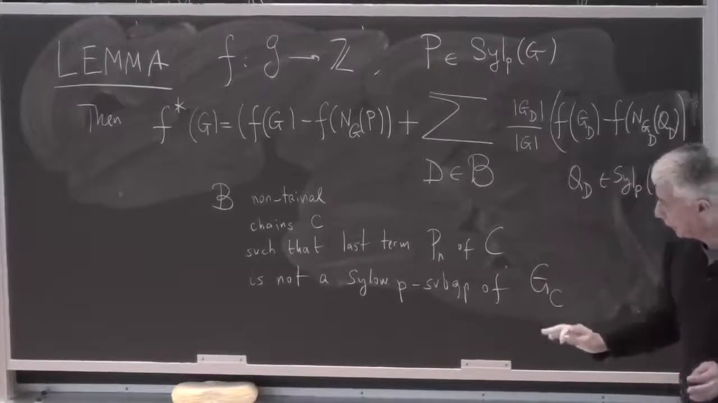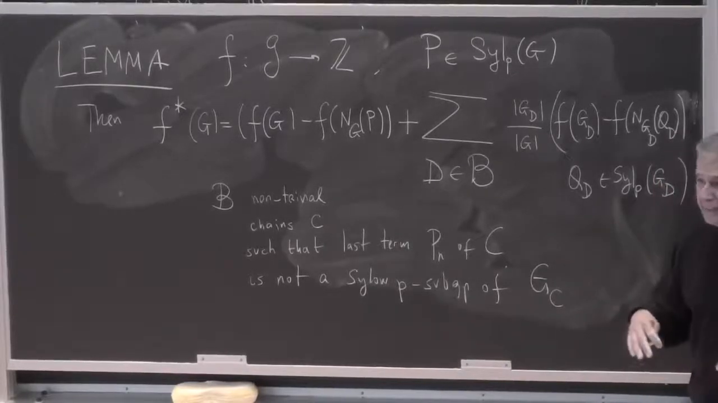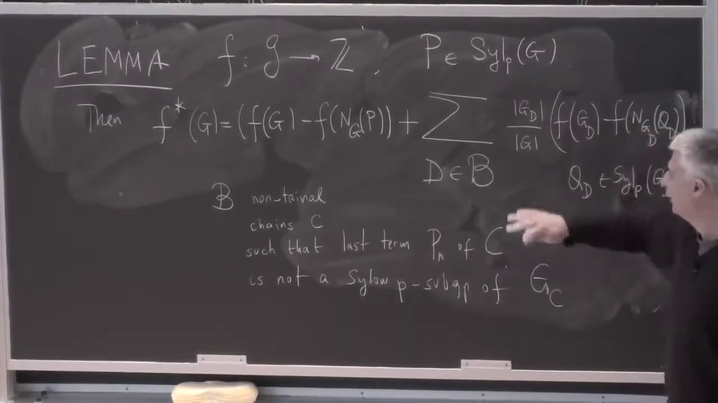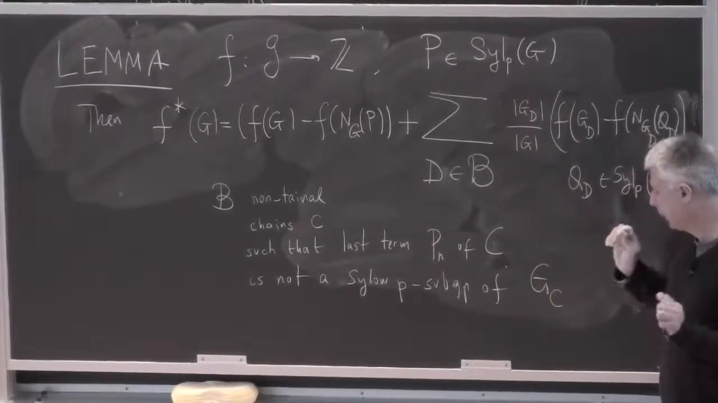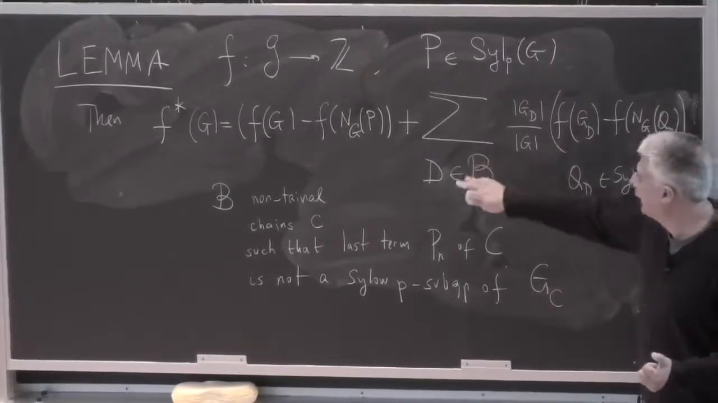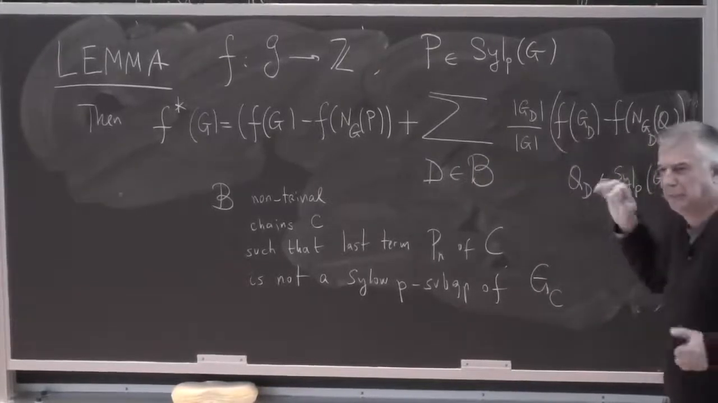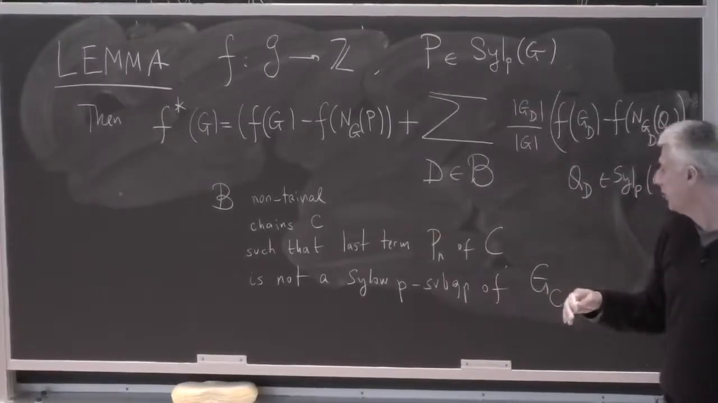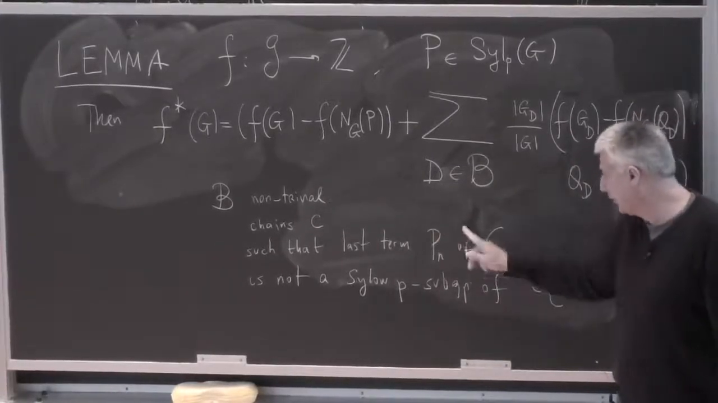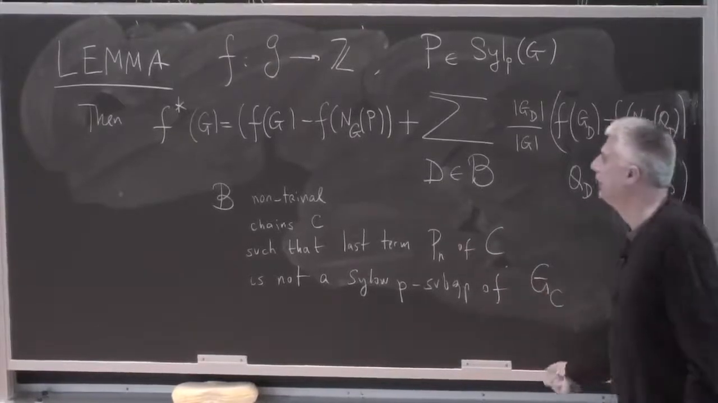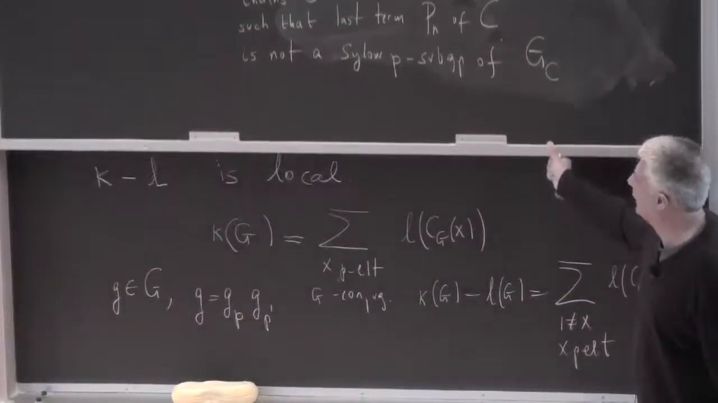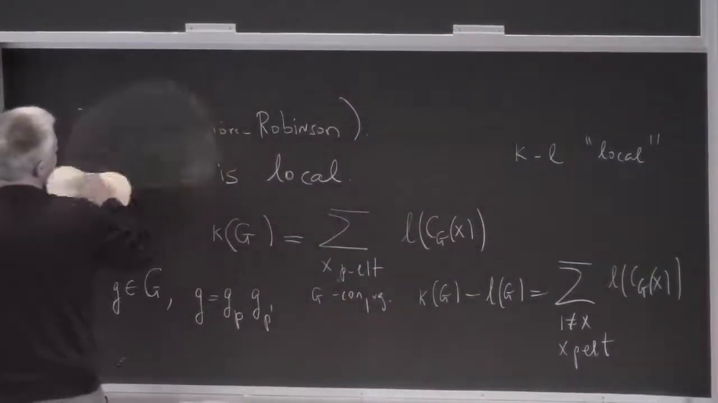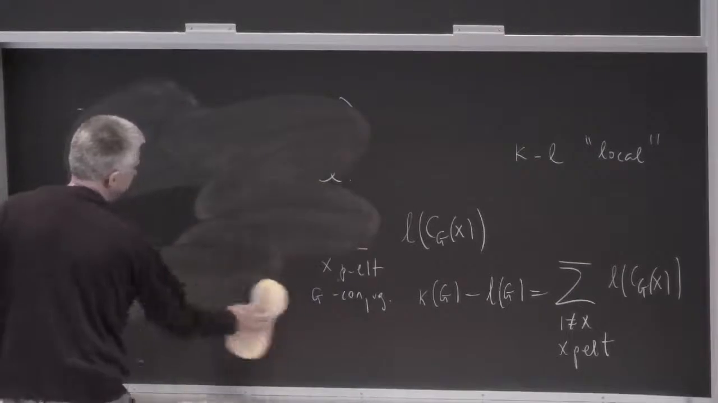I know it sounds technical. With chains, in the end, things are technical. But if you believe that, and I will just give a sketch of the proof, then this formula you can apply, and then you even forget what B is. So B are some chains in which the last term is not a Sylow. You will see immediately how this is nice and how this appears in the formula.